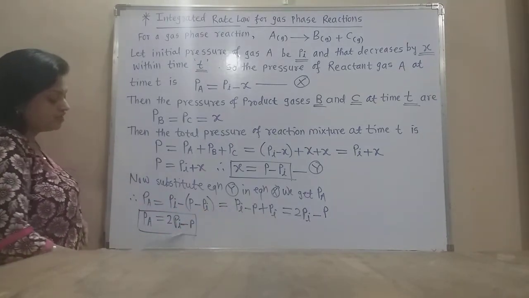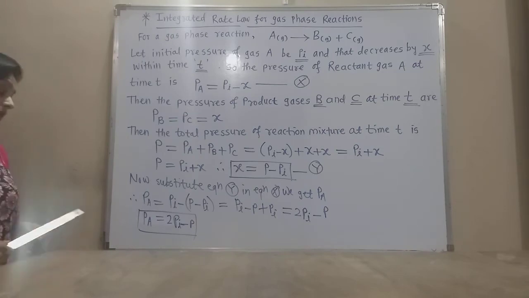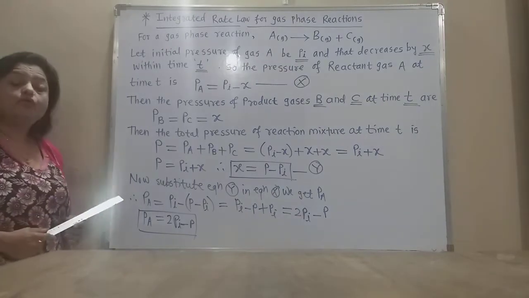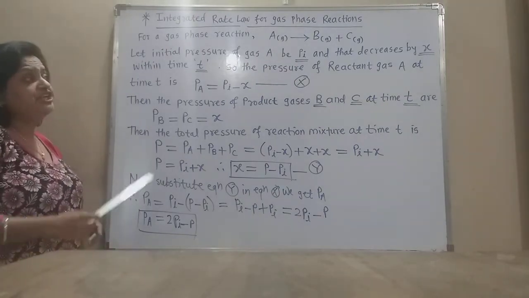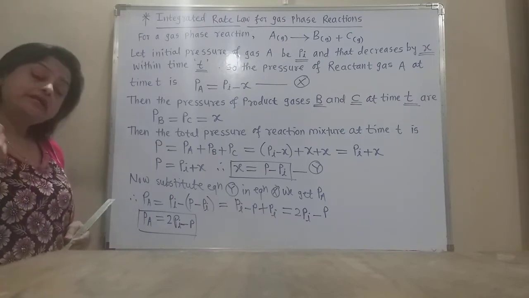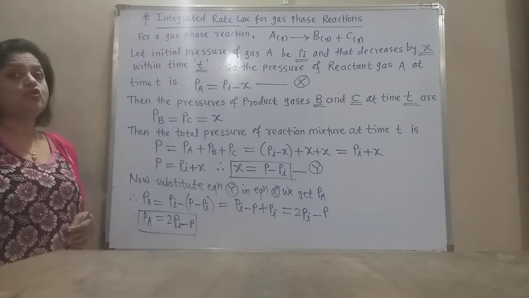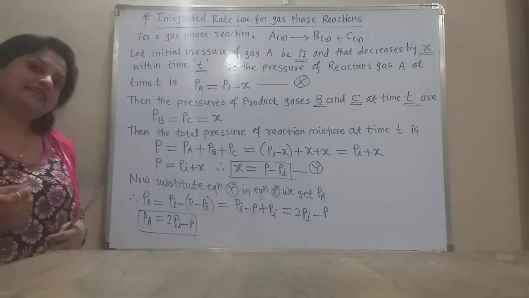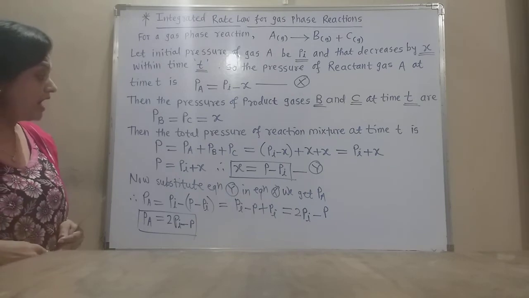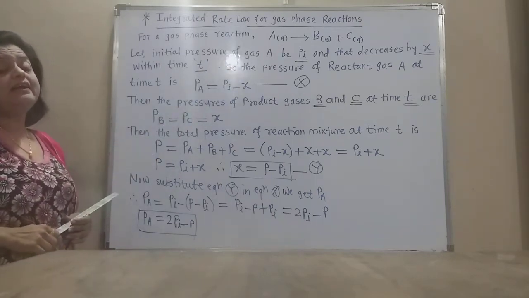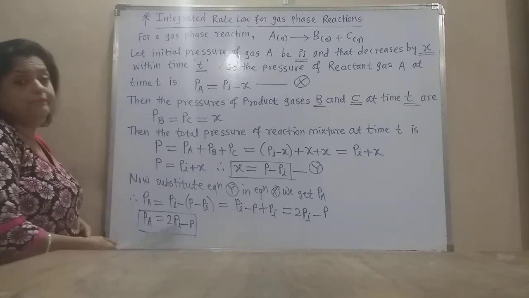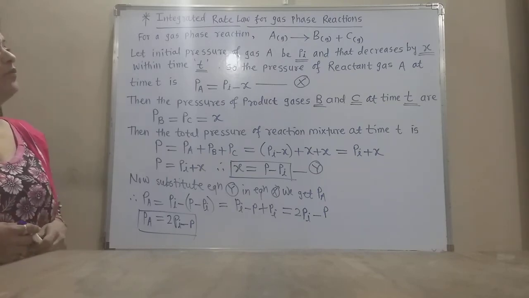Now this is the pressure of the reactant gas A after time T: Pa is equal to twice Pi minus P. Now we have to substitute these values of initial pressure and pressure after time T of the reactant in the integrated law equation of solutions, where the initial concentration is A0 and the concentration at time T of the reactant is At. So substitute A0 by Pi, the initial pressure of gas A, and substitute At after time T by twice Pi minus P, and then we will get the integrated rate law for the gas phase reaction.